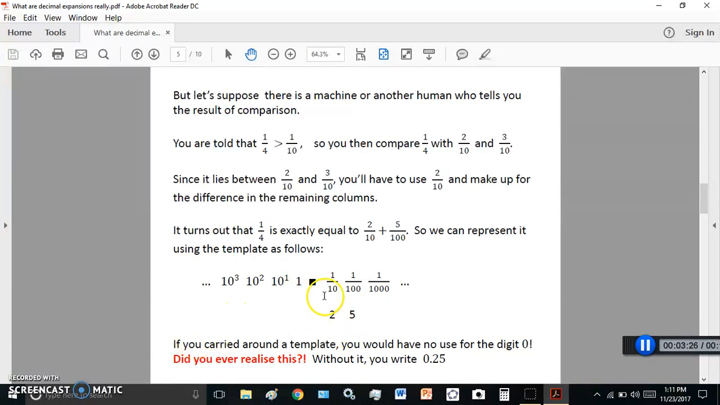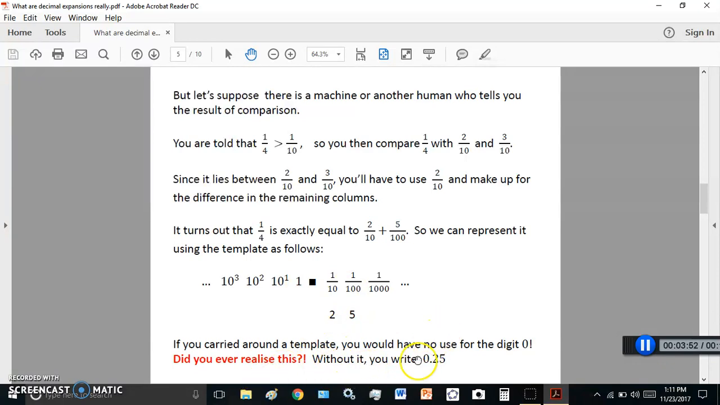Simply place a 2 in the tenths column and a 5 in the hundredths column. If you carried around a template, you would have no use for the digit 0. Did you ever realize this? That means 0 would not be required in mathematics at all. In fact, we wouldn't even have to write 1/10 with a 0. We could write it some other way using some other notation without using 0.